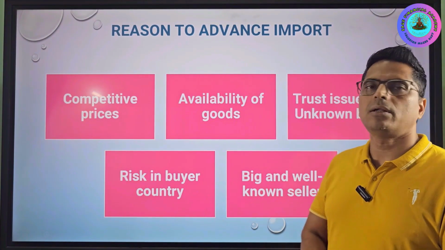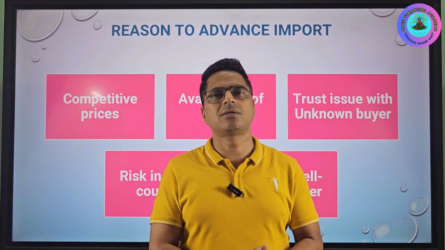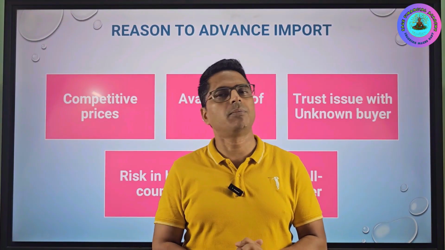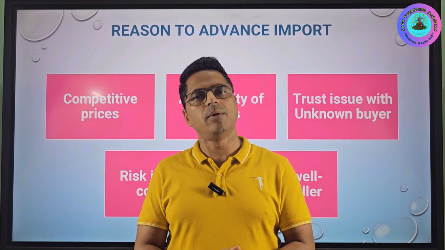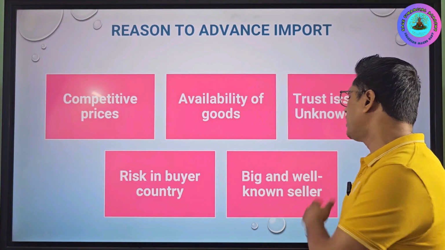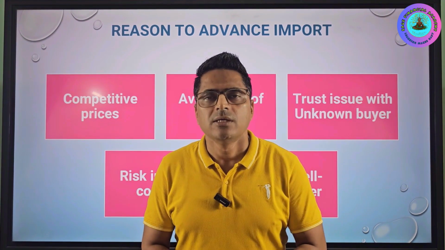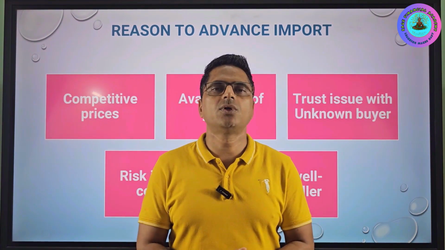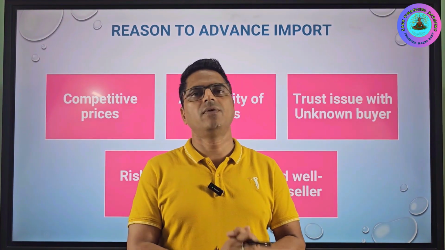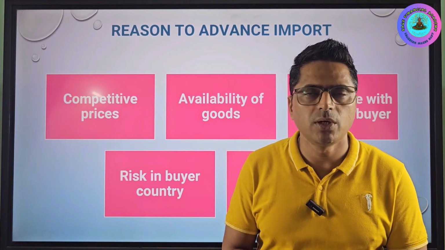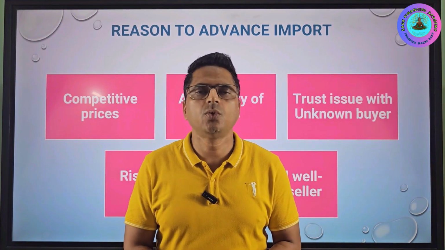Again, risk in the buyer country. The buyer country is in an extremely risky zone where the supplier is not going to take any risk to supply the goods before receiving the payment. So here the supplier may ask that you have to make the payment first, then only I will be able to supply those goods. And big and well known seller: in some cases the seller is very big and well known, and they may set their terms and conditions to supply the goods only upon receipt of the payment. So they have made their own choice that once they receive the payment, then only they will supply the goods. So these are the main reasons why any entity will choose to make an advance payment.